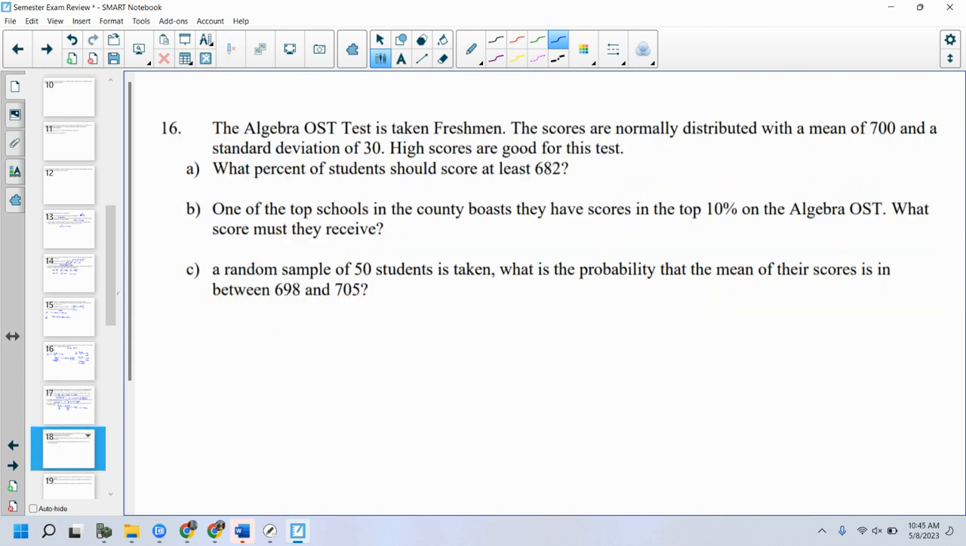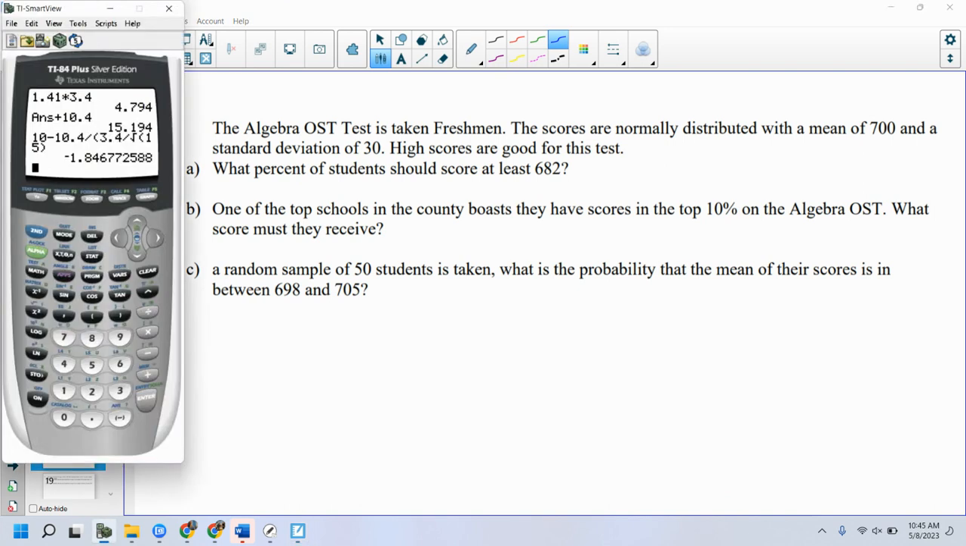The algebra OST test is taken by freshmen. The scores are normally distributed with a mean of 700 and a standard deviation of 30. High scores are good for this test. What percentage of students should score at least a 682? Okay, so I want to find that percentage, right? Z-score for that. So it's 682 minus 700 divided by 30.